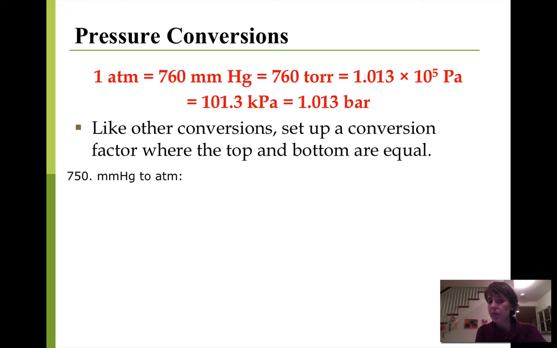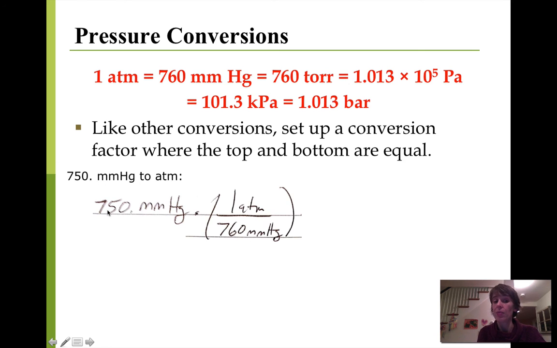So just like any other conversion, we need a conversion factor where the top and the bottom are equal. And given this handy list of the equalities of all these pressure units, that's not a hard task. Let's say we're asked to convert 750 millimeters of mercury to atm. We need a conversion factor that relates those two units. And we just have to make sure that the top and bottom are equal to each other. So on the bottom, I want the unit millimeters of mercury to cancel out. So I have an equality of 760 millimeters of mercury to 1 atm, and that gives me slightly less than 1 atm.